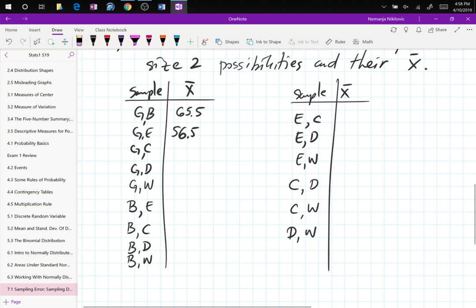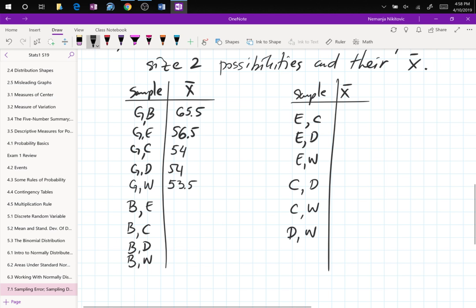And then we have a GC. So Gates of 72 and 36, 108. So that's 54. GD is the same, 54. And then GW is just going to be 53.5 because it's one less. You're dividing by 2.